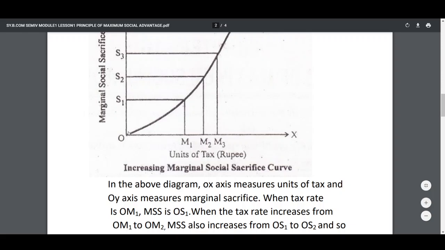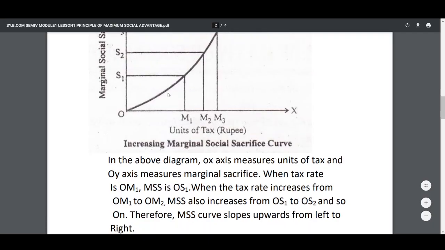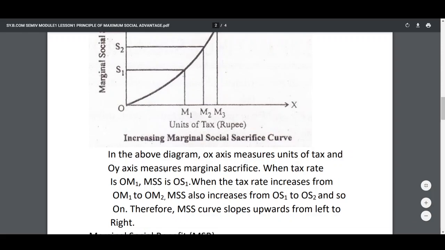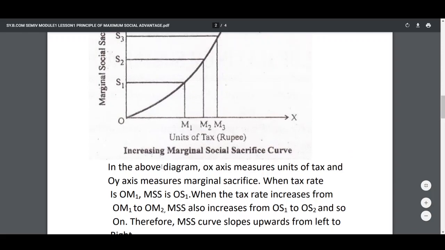MSS is increasing from OS1 to OS2. And further, when the government is imposing or increasing the rate from OM to OM3, what happens? MSS also increases from OS1 to OS3. Got the point? And so on. Continuously it goes on. Therefore, the MSS curve slopes upwards from left to right.